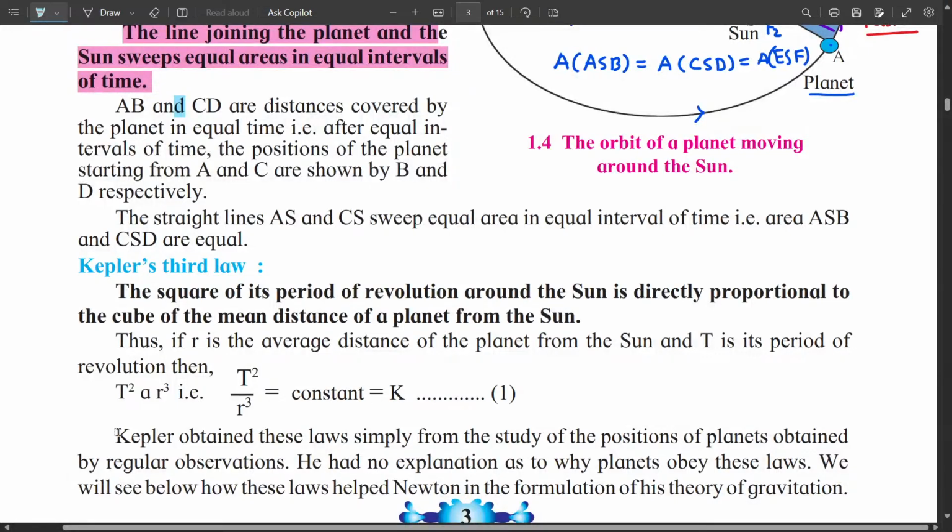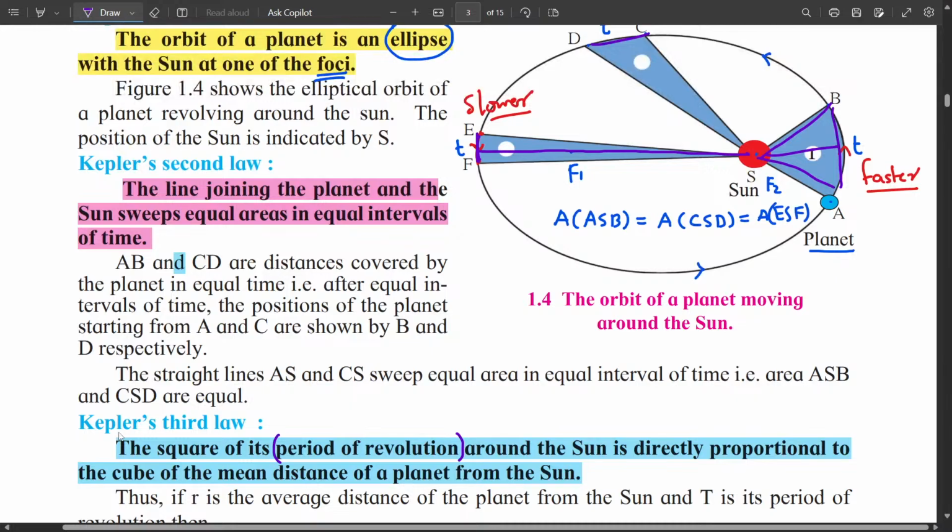Kepler's third law says that the square of the period of revolution around the sun is directly proportional to the cube of the mean distance of the planet from the sun. It is a little bit complicated to digest at first sight. What is the period of revolution of the planet? It is nothing but the time taken by the planet to complete one revolution around the sun. So that is actually 1 year of that planet.